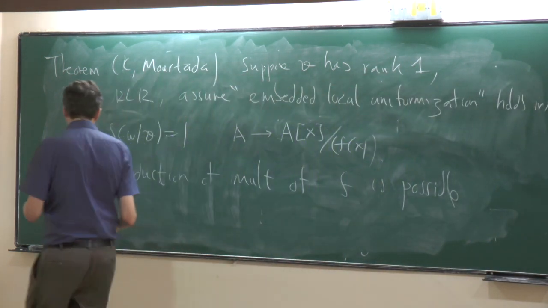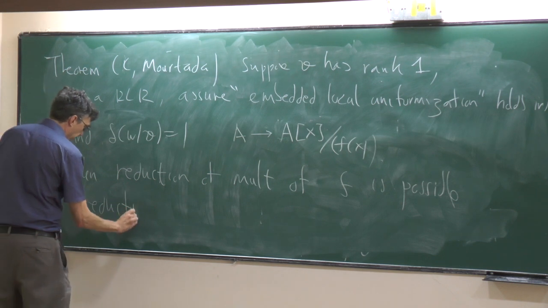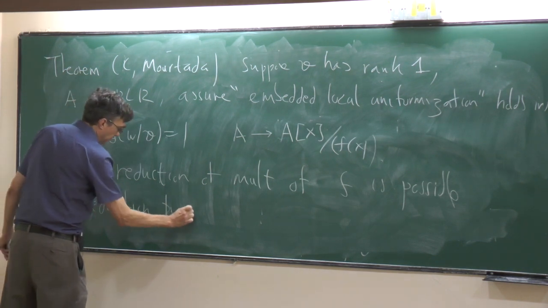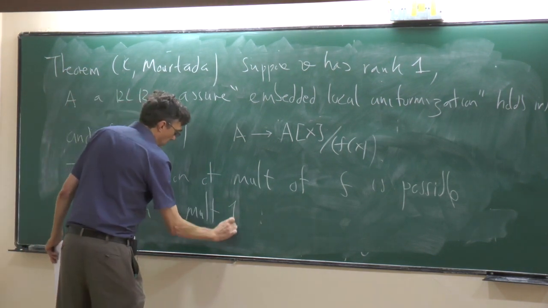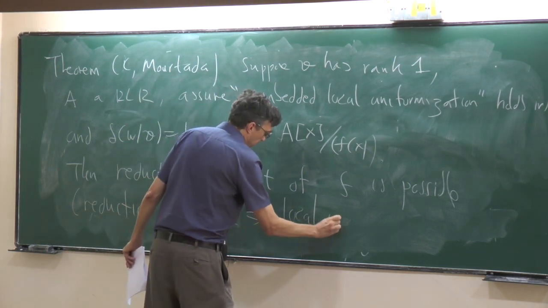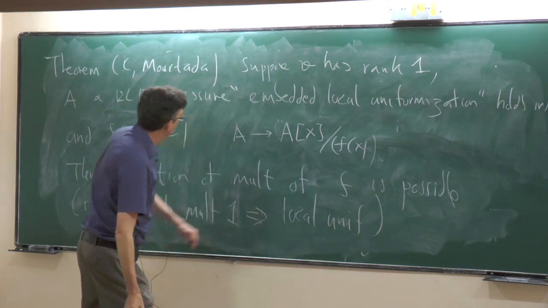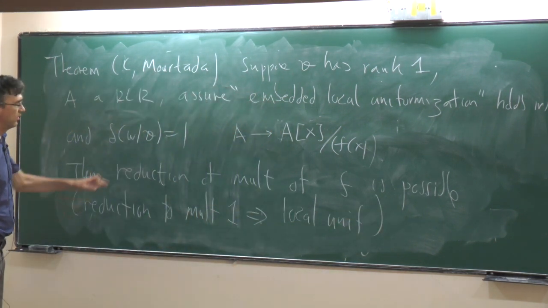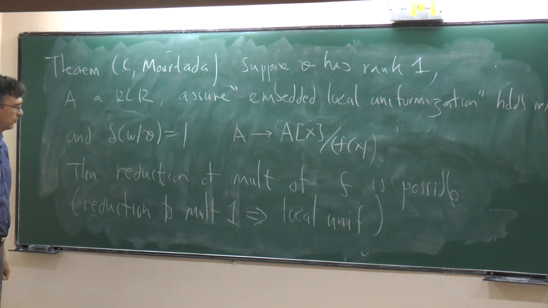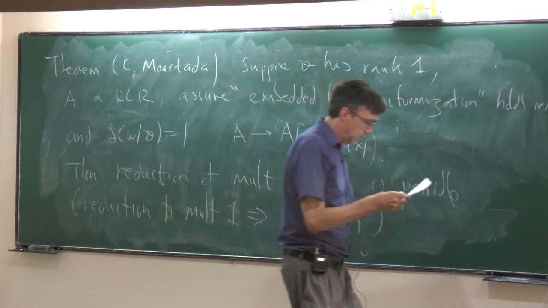Okay, so maybe I should say something. Reduction to multiplicity 1 implies the local uniformization. And as I mentioned, this should imply at least the form which I'm doing here. If you can do it without the defect restriction, that would also imply this embedded local uniformization condition without too much trouble.